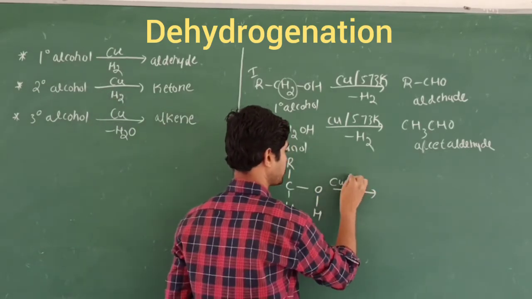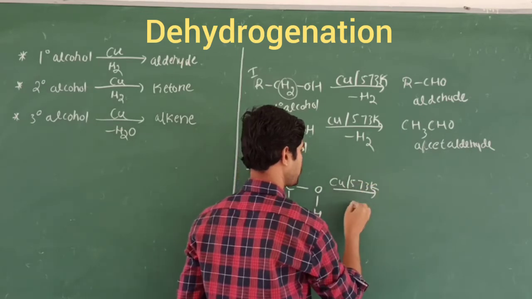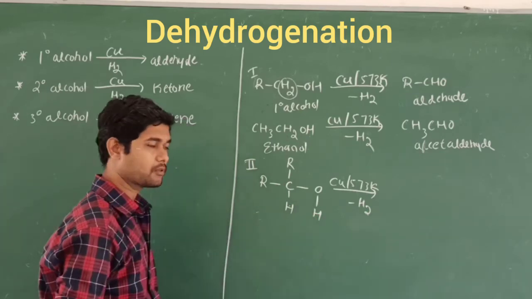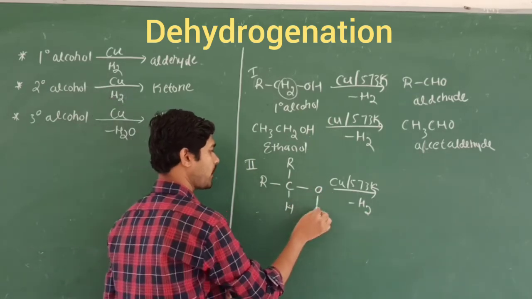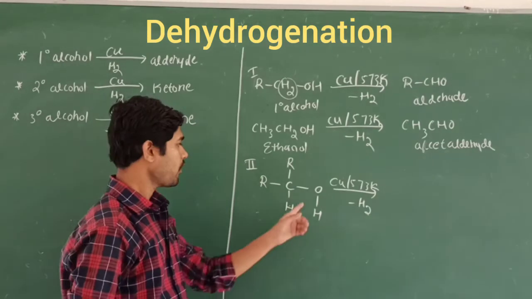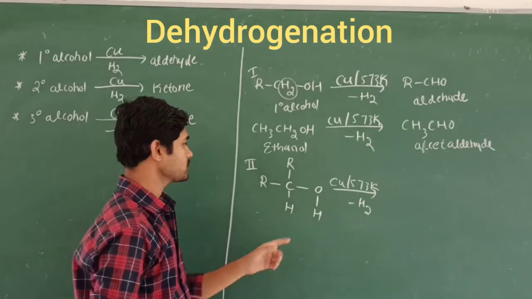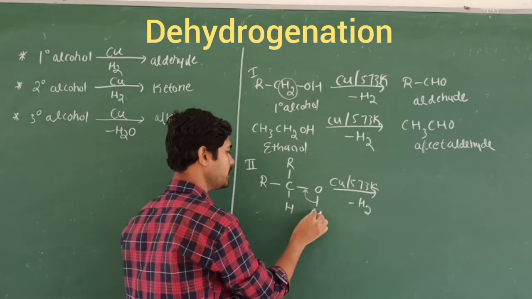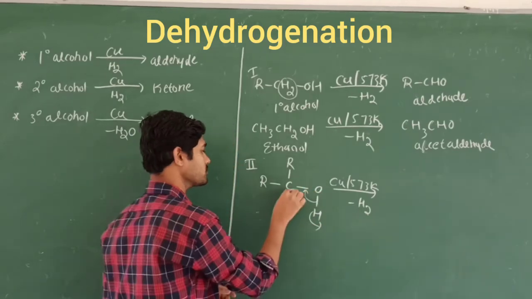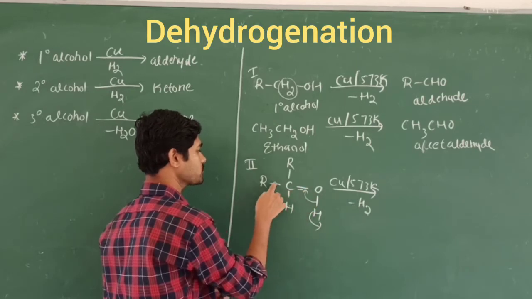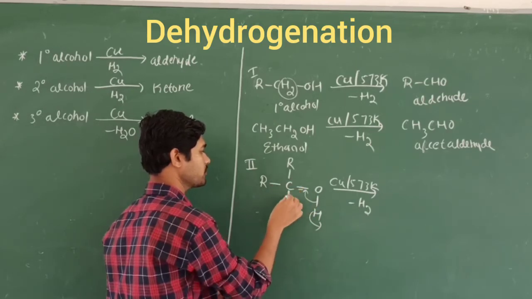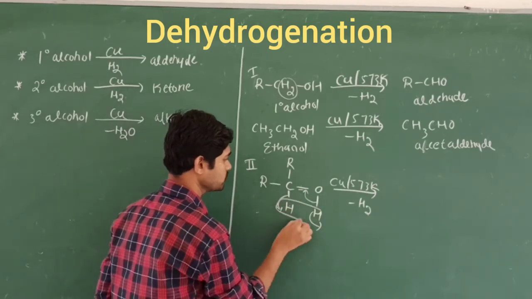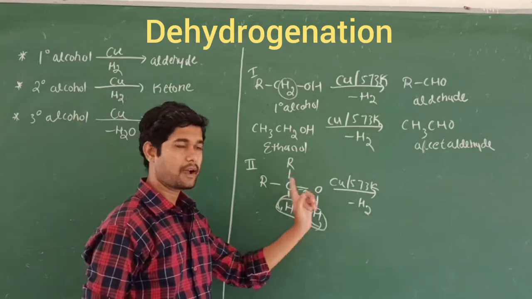So under the copper catalyst at 573 Kelvin, what are we going to remove? Hydrogen gas. How is it removed? You know the electronegativity of oxygen and hydrogen: oxygen has more electronegativity, so it pulls the bond pair of electrons towards itself. This hydrogen will be eliminated as H plus, and when it becomes a double bond, the carbon has to keep 4 bonds, so the bond moves. Like this, 2 hydrogens will be eliminated as a hydrogen molecule.